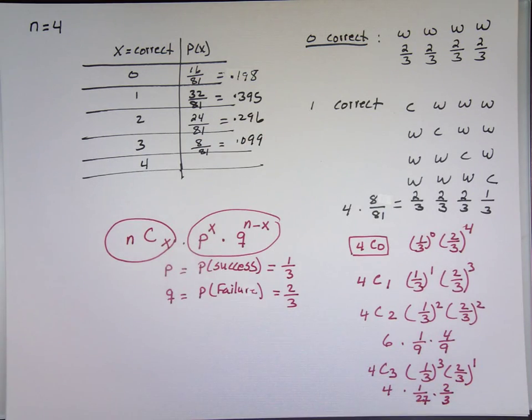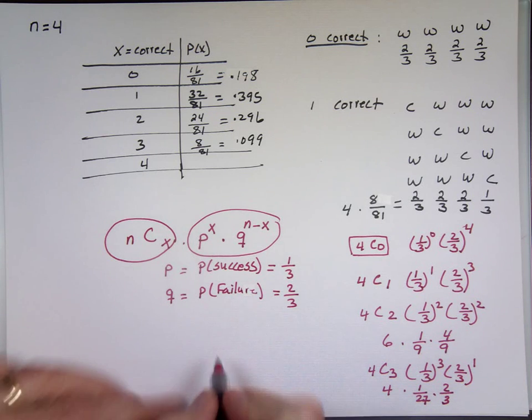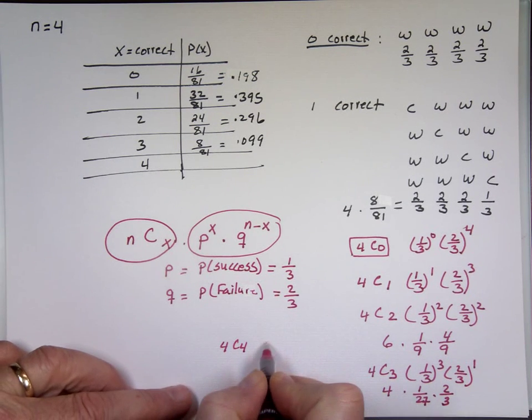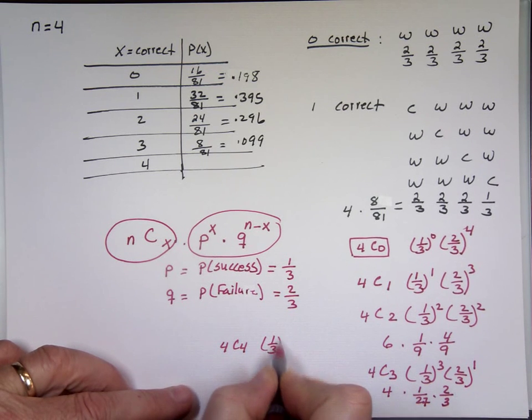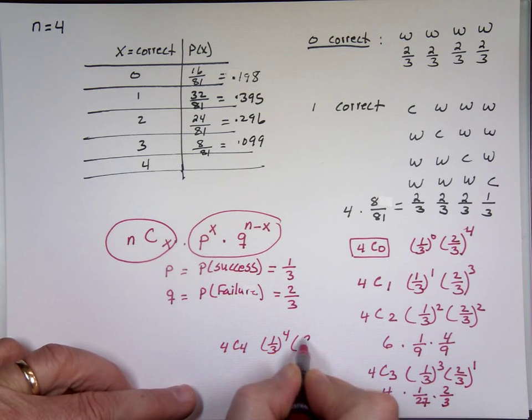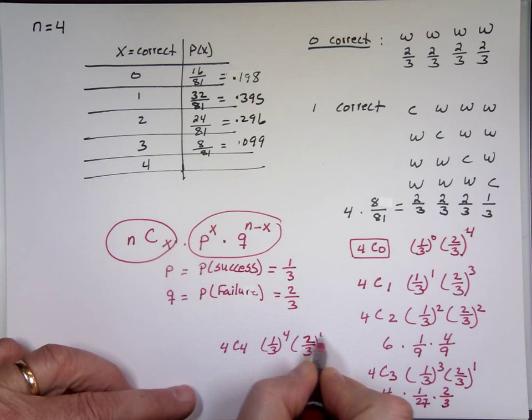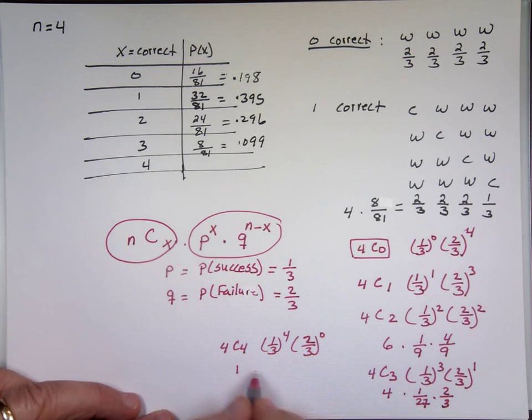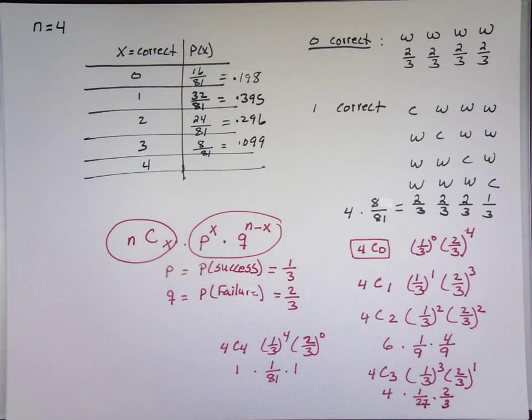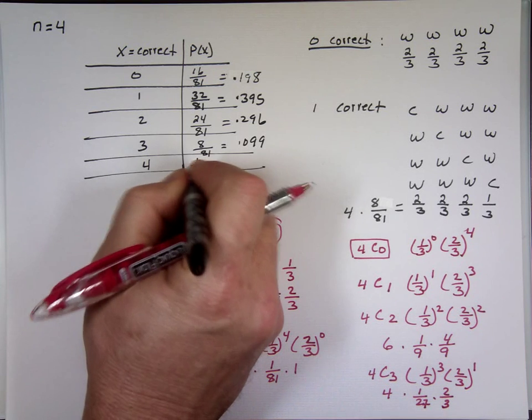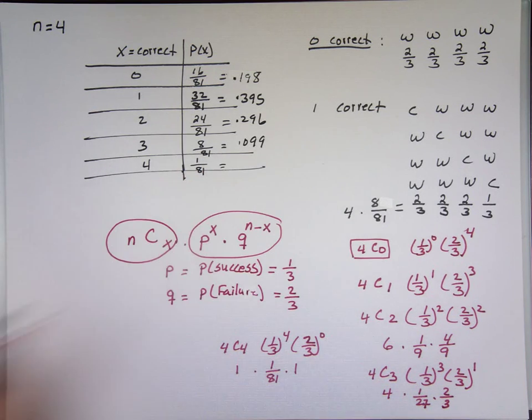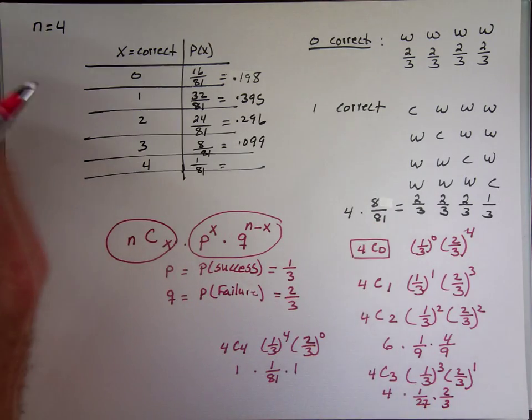And the last one, to get 4 correct answers, that's 4C4, 1/3 to the 4th, 2/3 to the power of 4 minus 4, which is 0. That's a 1. This is 1/81, and this is a 1. 1 out of 81 chance, which is 0.012.